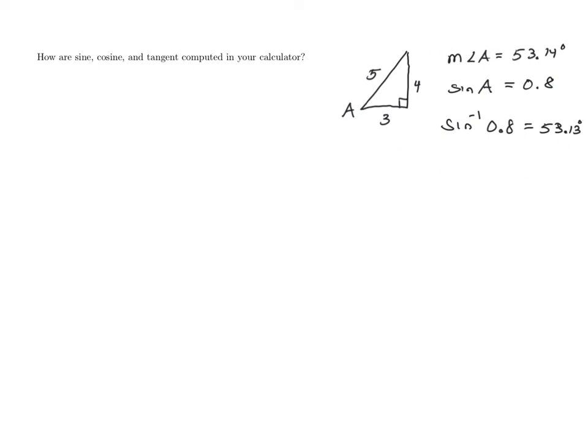The second thing I'd like to address is, in your calculator, how are sine, cosine, and tangent computed? Why can't you just put a number in place of sine and it always gives you this number on the other side? How does that happen? This is done by using polynomials.